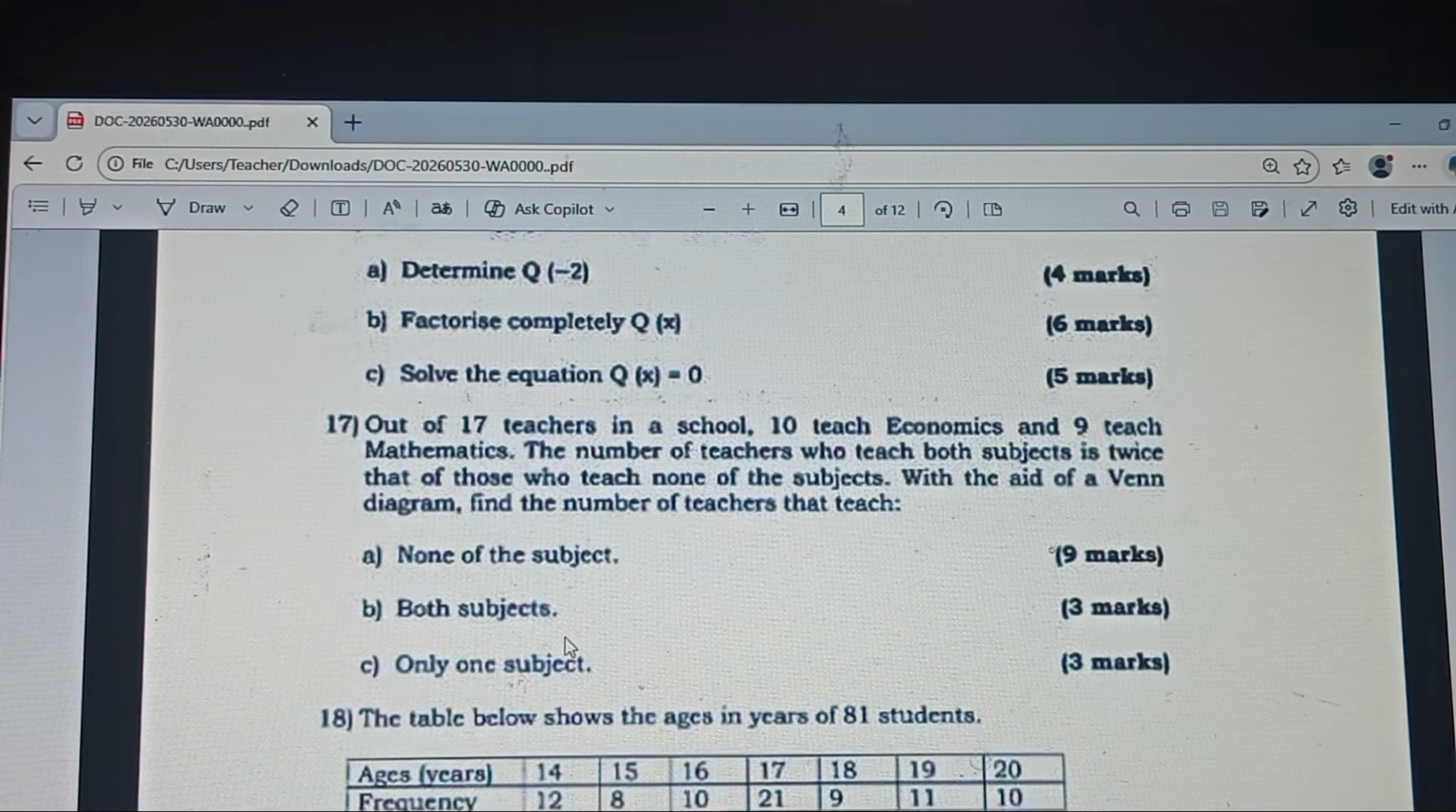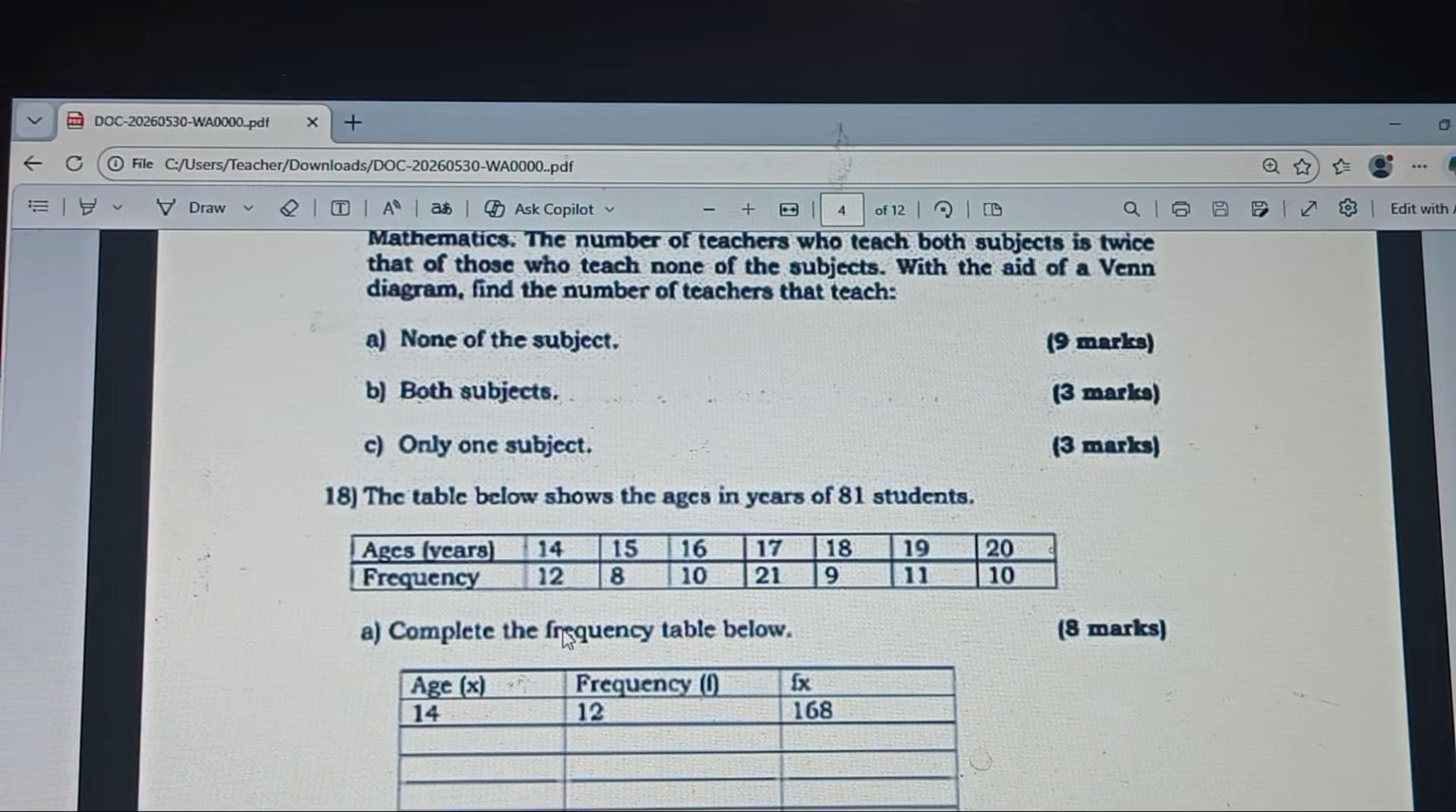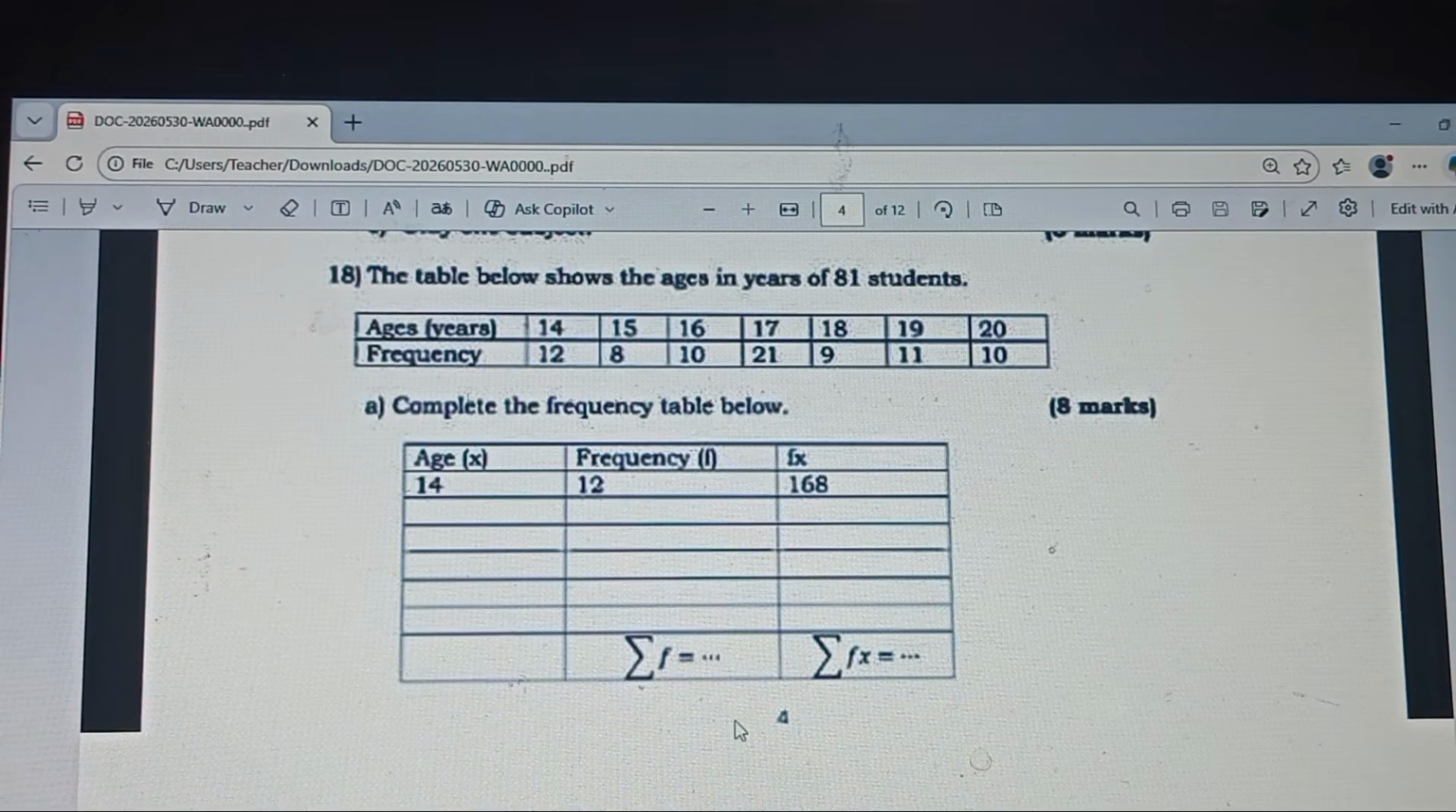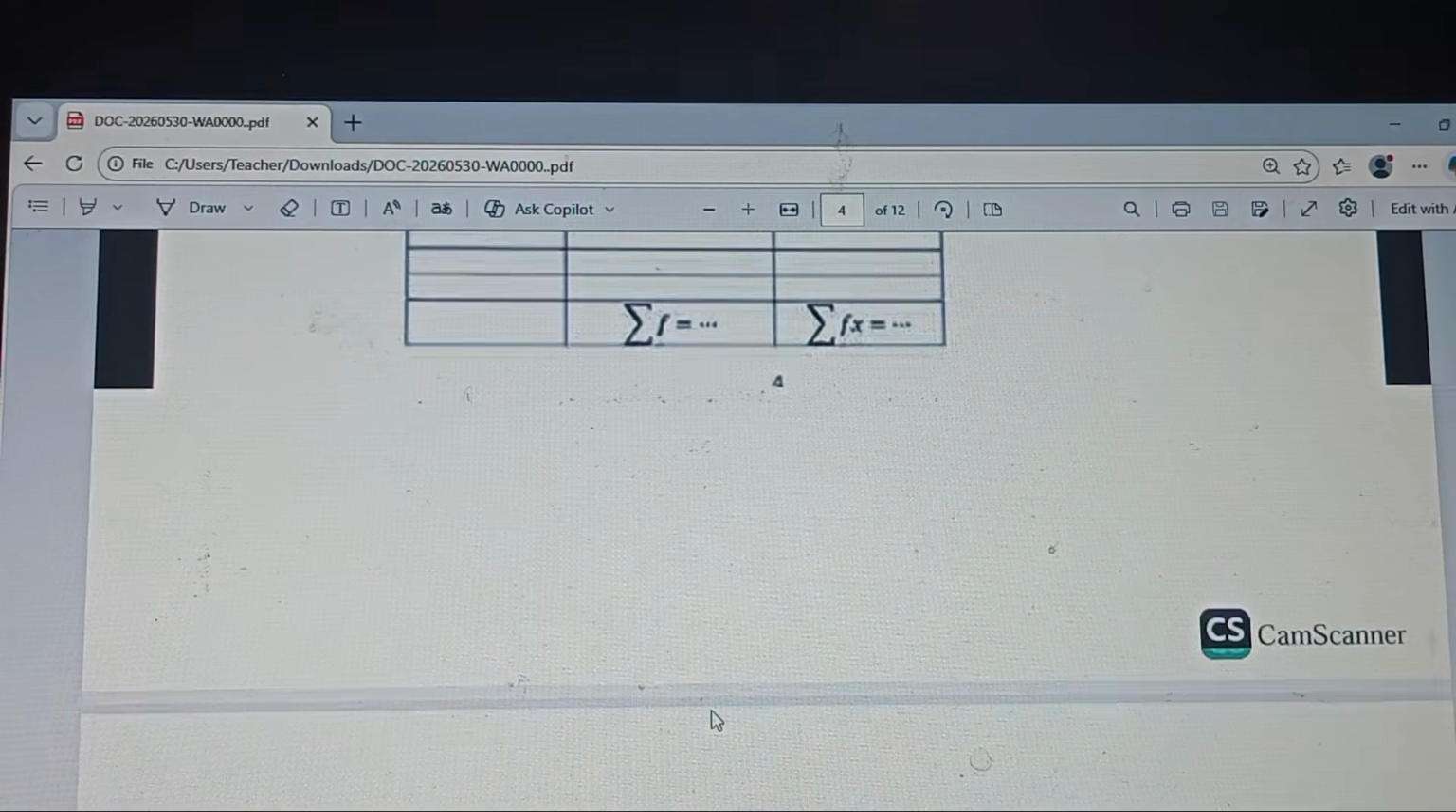Question number 18 is statistics, which is repeated each year. Here you are asked to complete the table. That is simple. Even that is content from P6, senior 1, senior 2, and senior 3. So I think you will try your best, but it is in the marking guide.